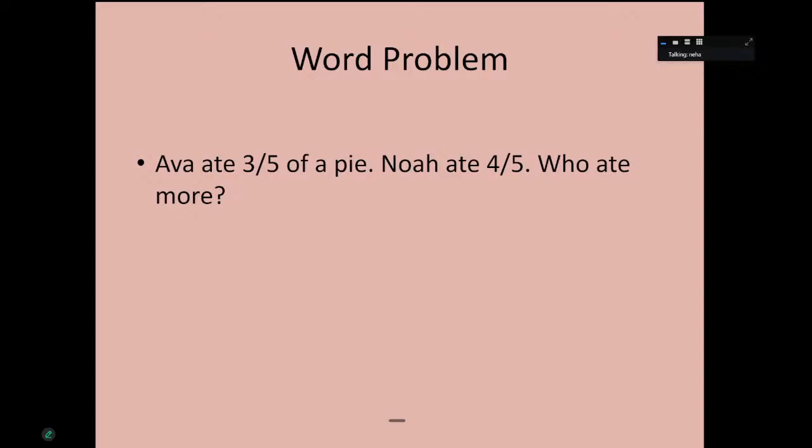Here we have some word problems. So Ava ate 3/5 of a pie. Noah ate 4/5 of a pie. So who ate more? We can determine this by first looking at the denominators, and since they're both 5, we'll have to compare the numerators. And the numerators are 3 and 4. And since 4 is larger than 3, that makes 4/5 a larger fraction, which means that Noah ate more pie.